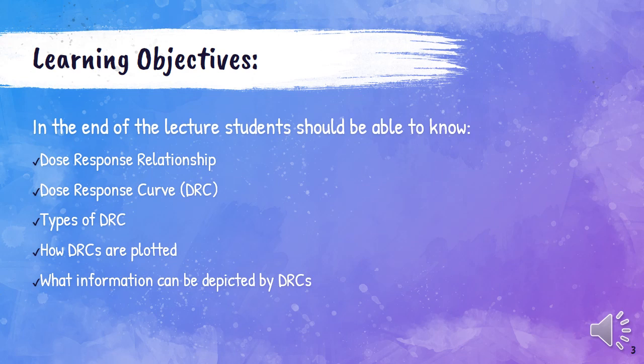Here, I want to add that it is one of the very important university questions, especially the types of DRC and what is the difference between the types of DRC. मैं अभी टाइप्स नहीं बता रही, आगे जाके बताऊंगी, and what information actually we can depict or we get from DRCs, dose response curves. ठीक है?